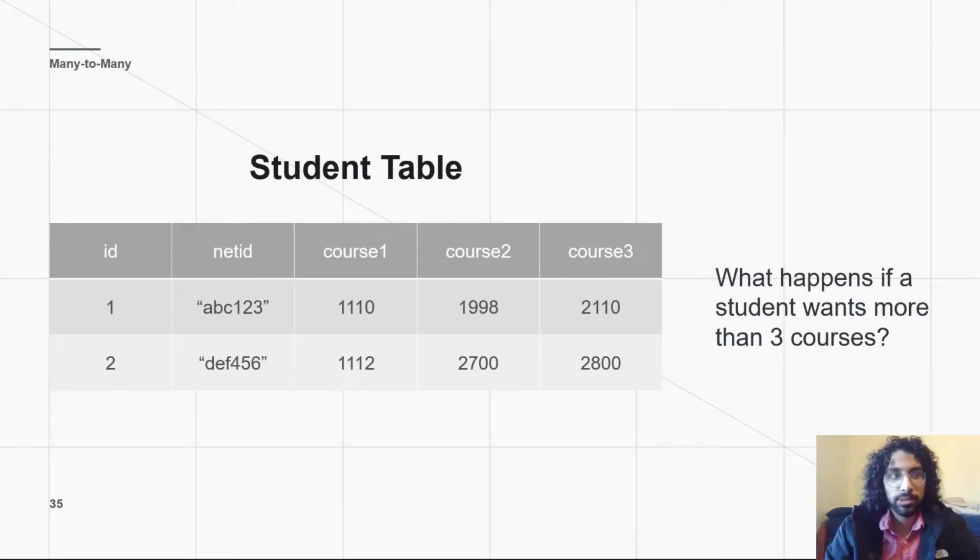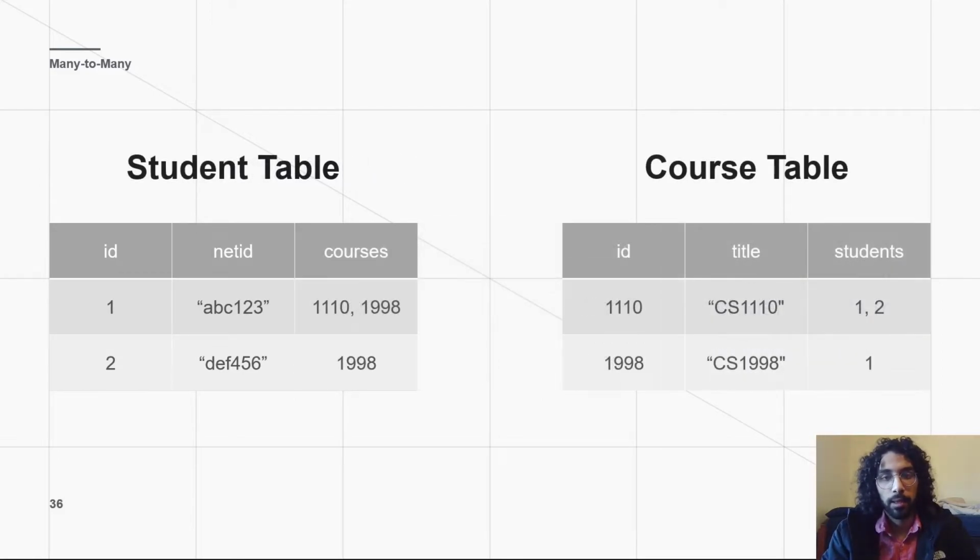Well, then most students aren't really going to be taking more than 5 or 6 classes. So for most of the rows in this database, we're just going to have 4 null fields, which is a lot of wasted space. That gets really inefficient, really fast. Okay, let's try the list method, right?